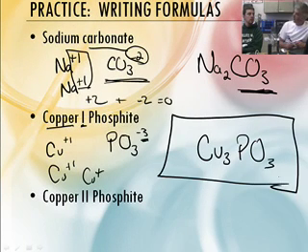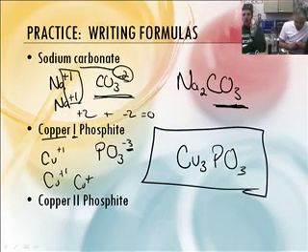So that is the answer. Kind of weird that Cu3PO3 is copper 1 phosphite. 1 is the charge. It is not how many of them there are. All right, well, let's do another one.